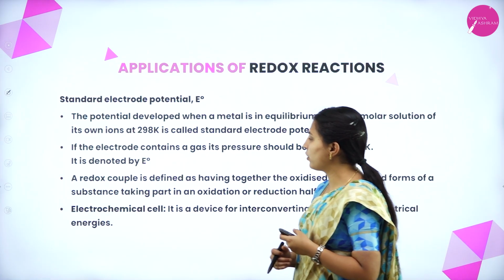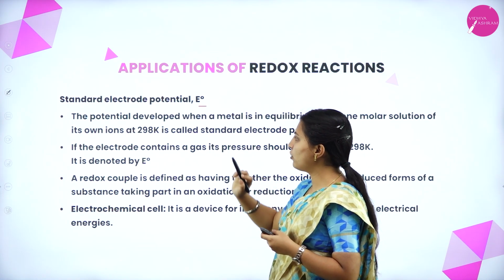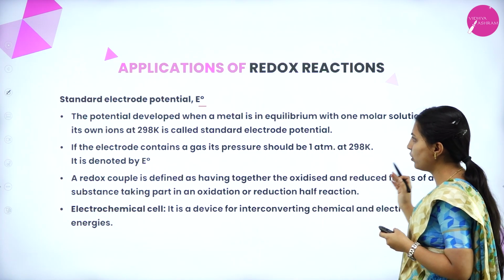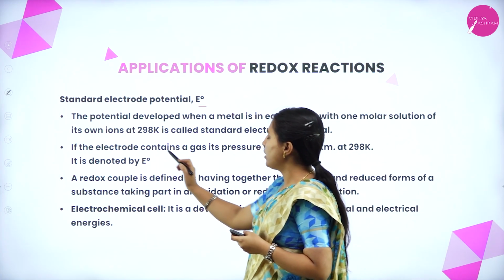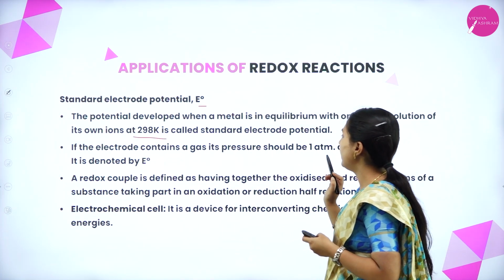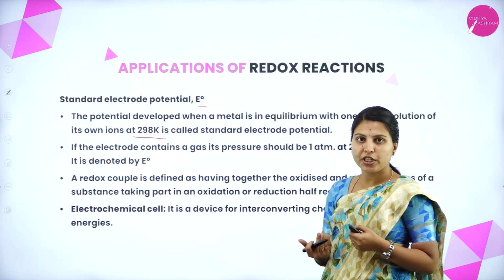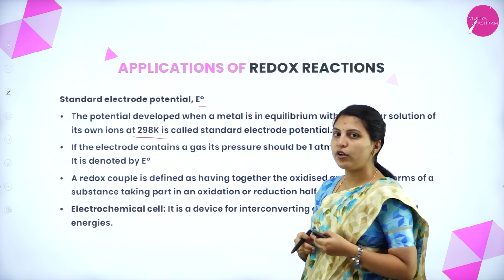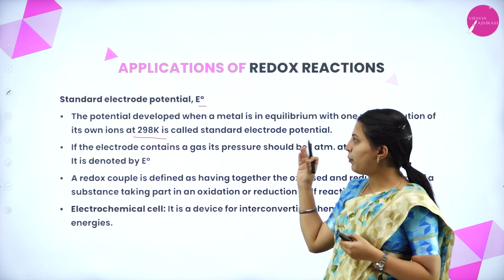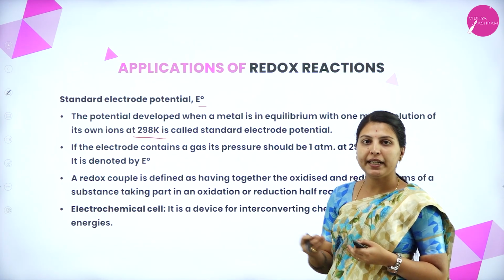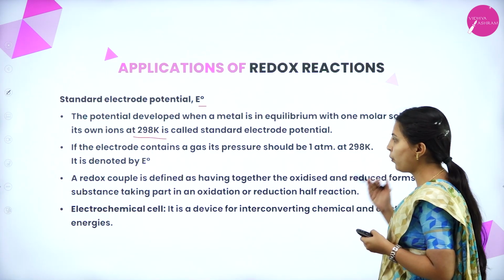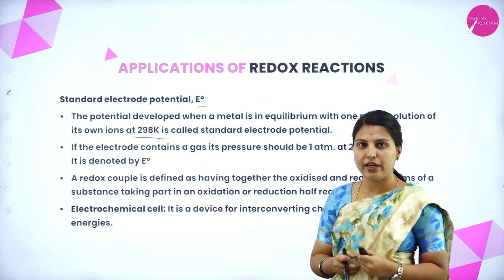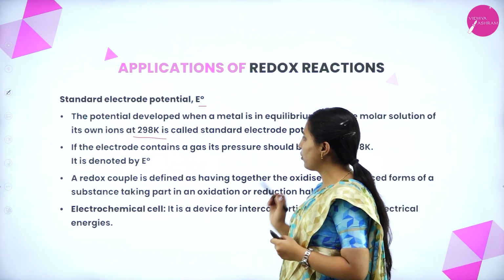Next, standard electrode potential will be represented as E naught. The potential developed when a metal is in equilibrium with a 1 molar solution of its ions at 298 Kelvin is called standard electrode potential. Electrode potential you know already, but what is standard electrode potential? It is the same thing: the potential developed when a metal is in equilibrium with a 1 molar solution of its own ions at 298 Kelvin. That is called standard electrode potential.